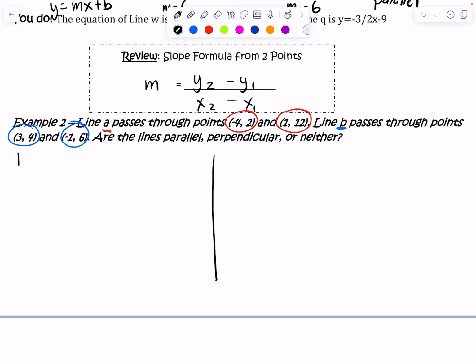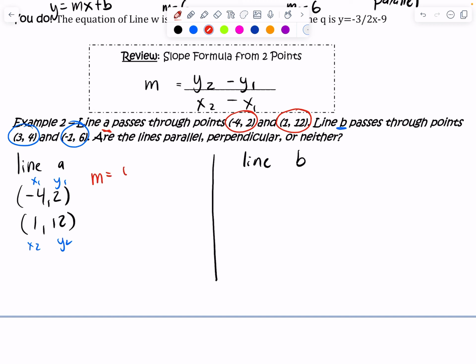All right, so here's line A. Here's line B. So for A, I'll write out my points. -4, 2, 1, 12. All right, and I'm going to go slow. That means I'm going to label everything. So here's x1, y1, x2, y2. So for me to see whether line A is parallel or perpendicular or neither with line B, I need to check the slope of line A with the slope of line B. To check the slope, I need to use the slope formula, right? That's the whole reason we reviewed it.